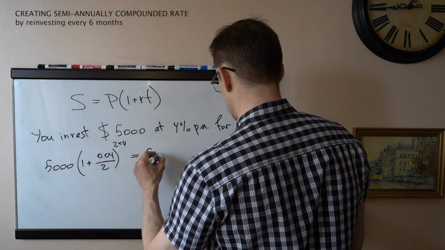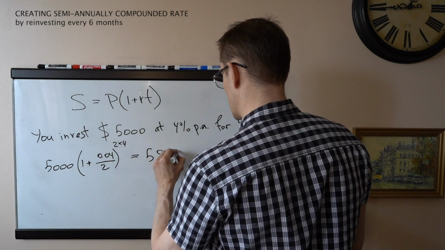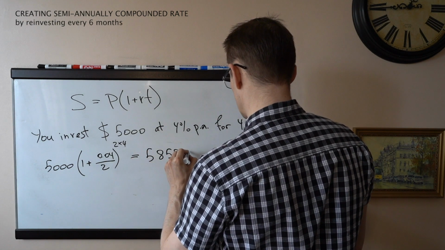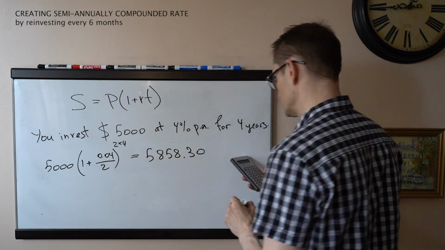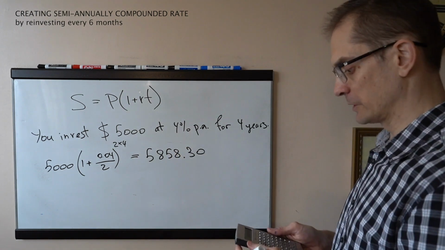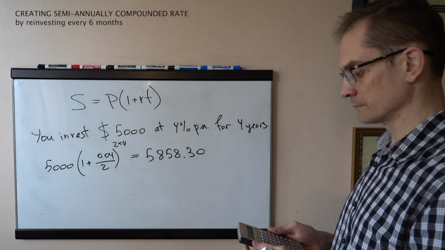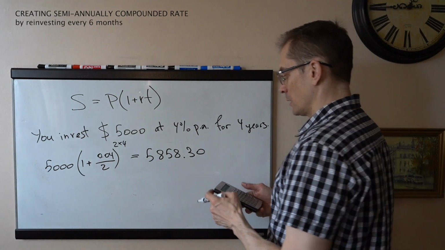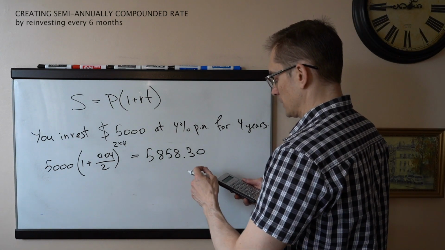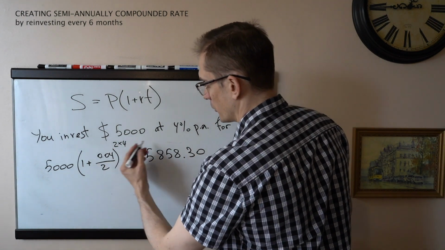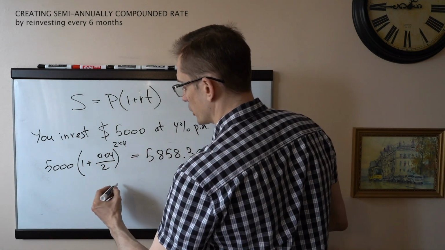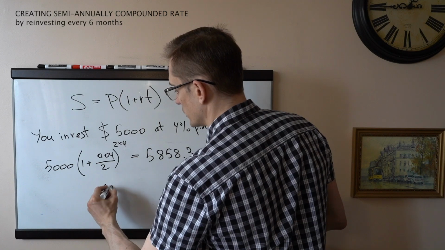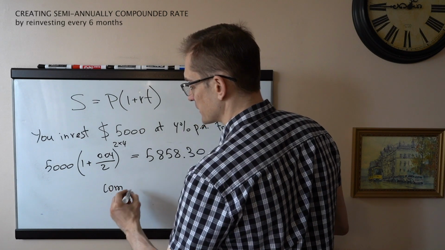It's 5,858.30 if rounded to 2 decimals. Okay, so what we just created is a compounded semi-annually investment, or compounded semi-annually rate.